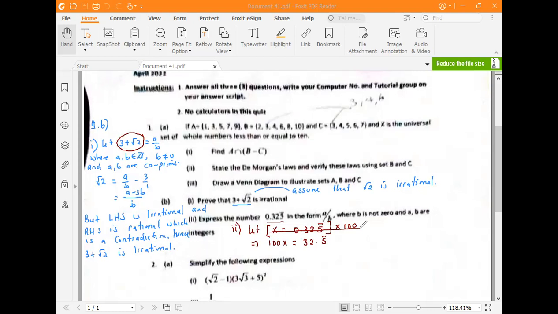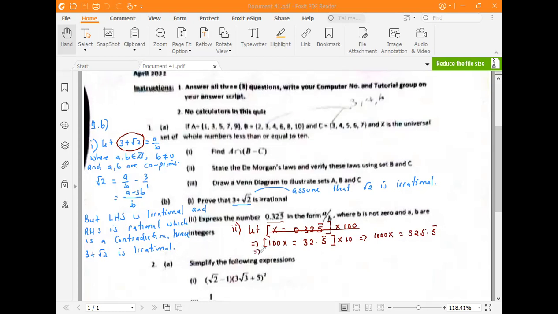And then now you forget about this equation. I'm not saying it should be cancelled, but forget about it. Then now multiply by 10. So you have 1000x is equal to 325.5 bar. So we have moved the number under the bar a step to the left of the decimal point. Okay, now we can subtract.